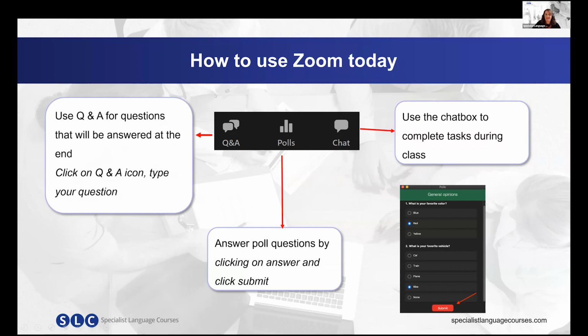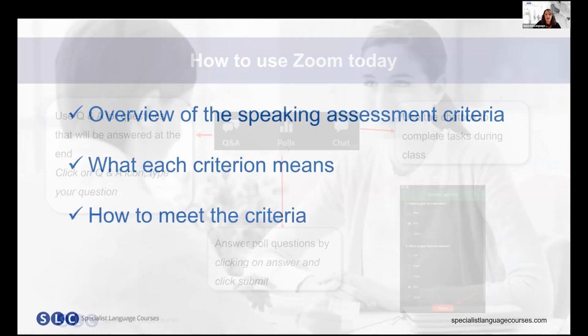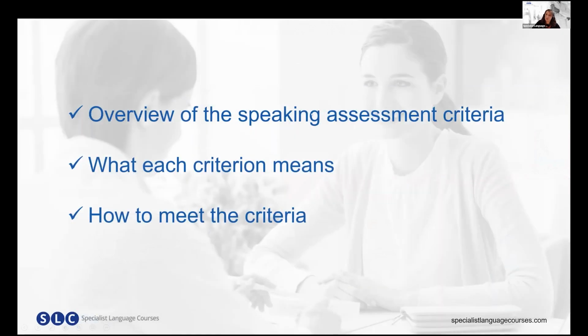So today we are going to look at an overview of the speaking assessment criteria. We'll discuss what each criteria means and how you can meet each of the criteria in your OET speaking.